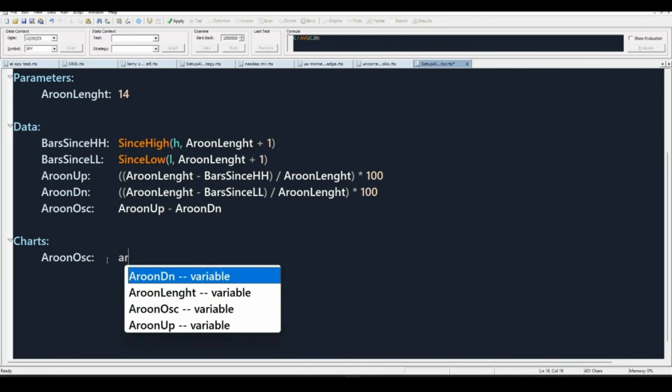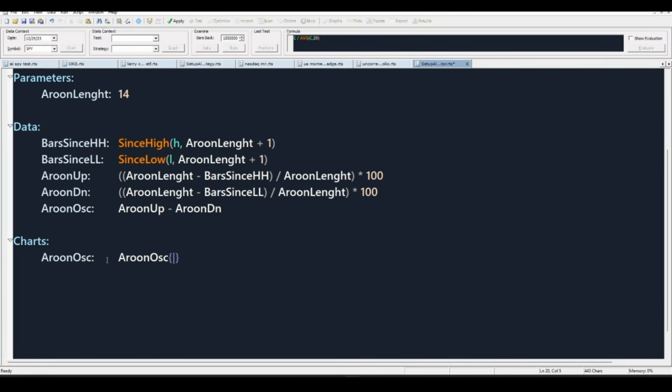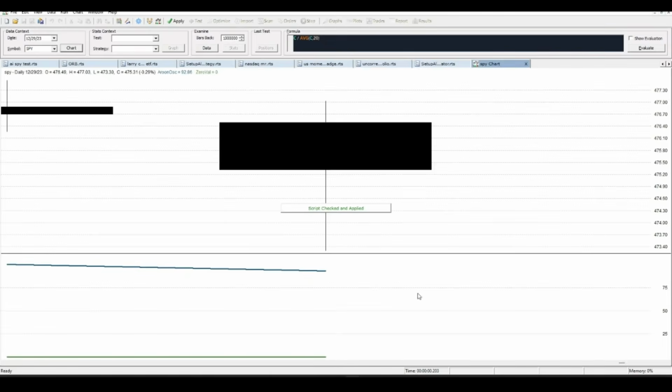I'm adding a chart section here to plot the Aroon oscillator. I'll also add a 0 line so we can clearly see when it crosses from positive to negative. Let's hit check and apply and see what it looks like.